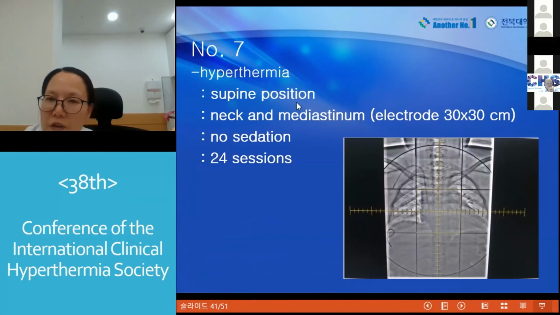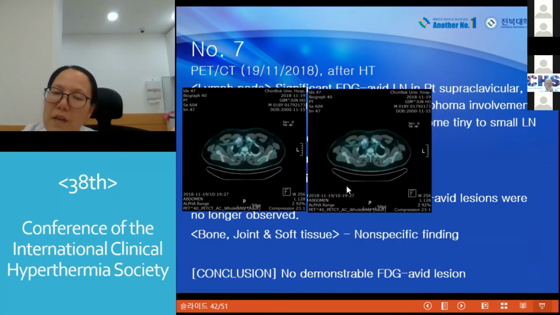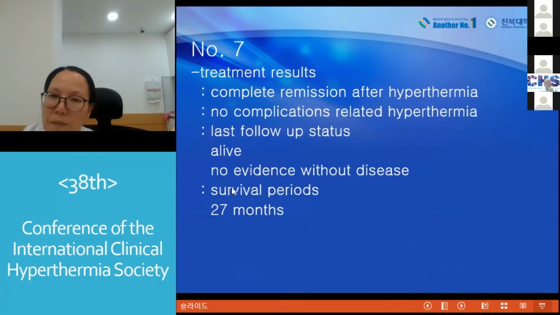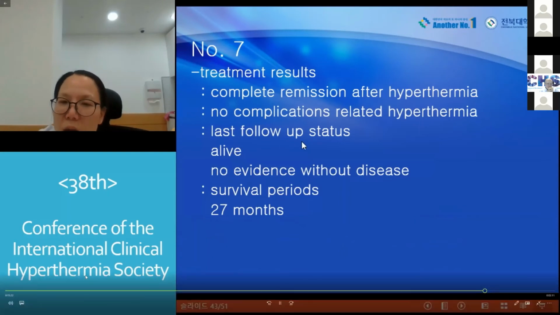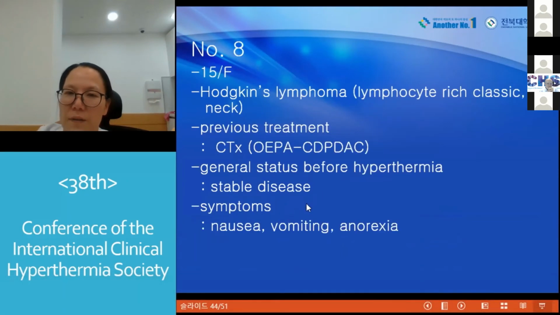Oncotherm was performed in the supine position at the neck and mediastinum. There was no sedation. Oncotherm was performed for 24 sessions. This image was after hyperthermia. No regions were observed. He is in complete remission after hyperthermia. He had no complications related to hyperthermia. Last follow-up status was alive with no evidence of disease. The survival period is 27 months.